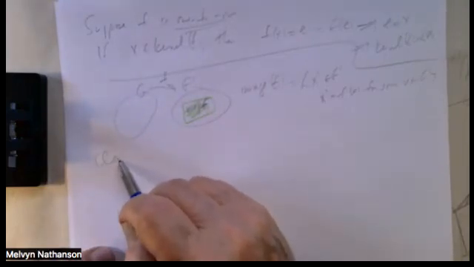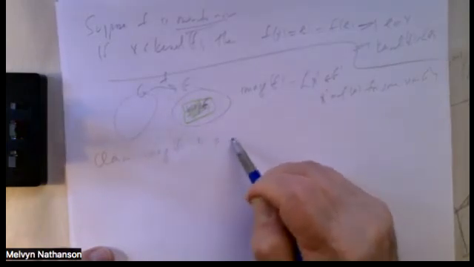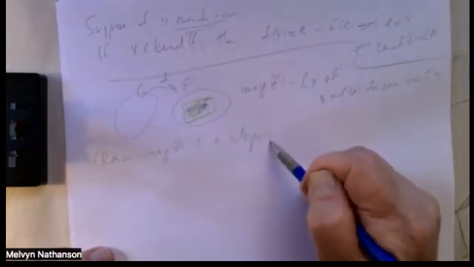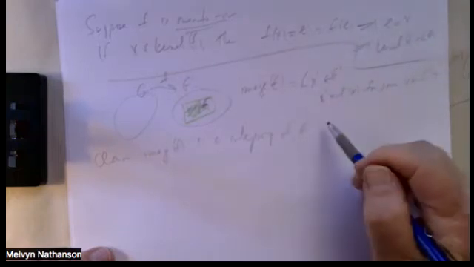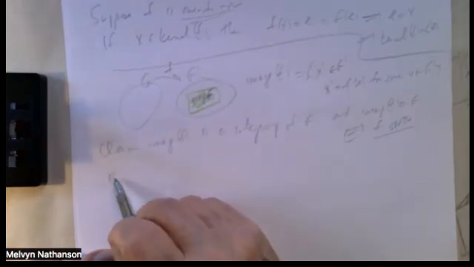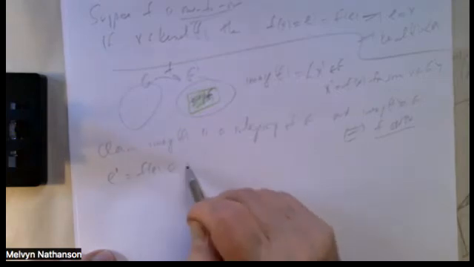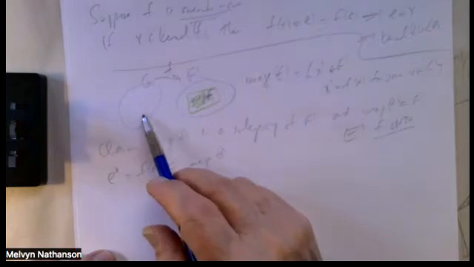So I claim the image of f is a subgroup of G prime, and the image of f equals G prime if and only if f is onto. Well, why is the image of f a subgroup of G prime? First of all, the identity in G prime is f of e, so this is clearly in the image of f.